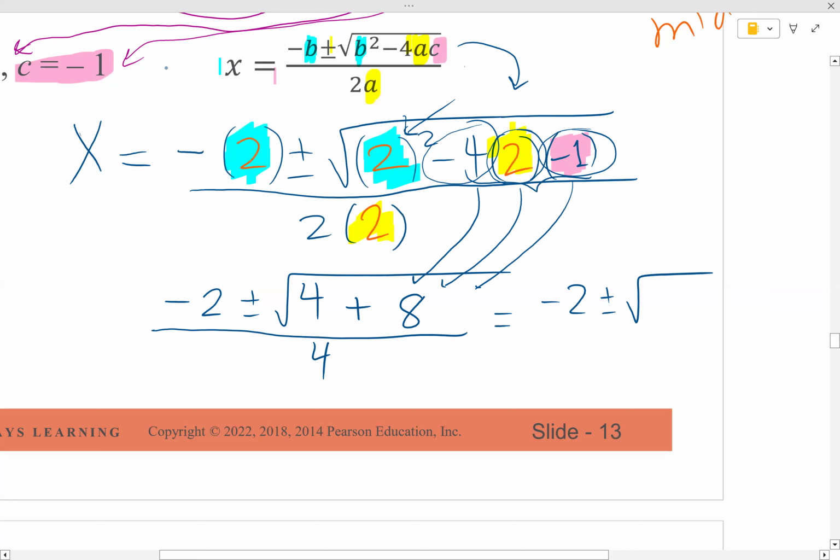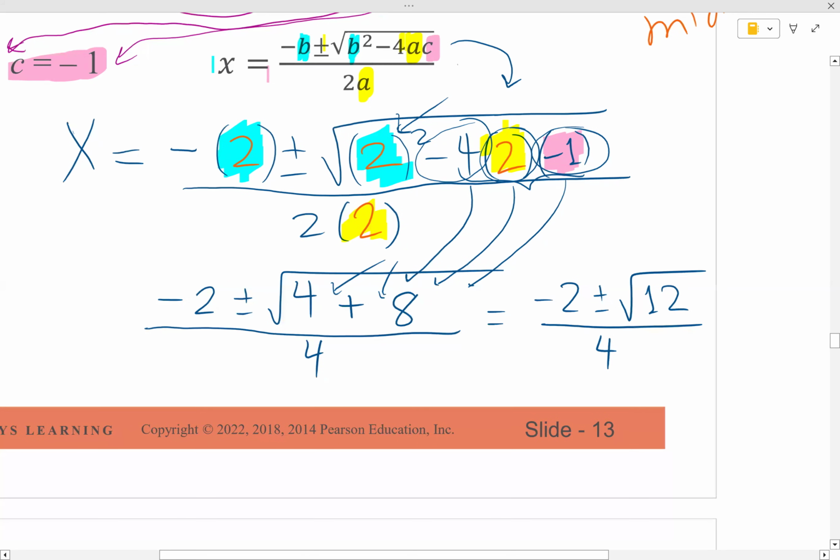Inside the square root, I need to add those first. I can't square root 4 and 8 separately. I have to add those. It's almost like the square root acts like parentheses. Parentheses have to be taken care of first before anything else. So 4 plus 8, that's 12. And then over 4. Okay.